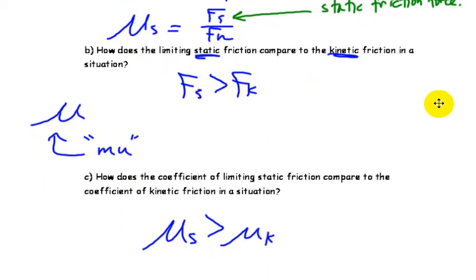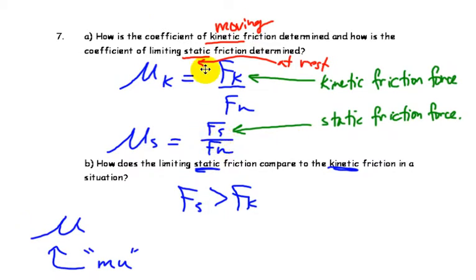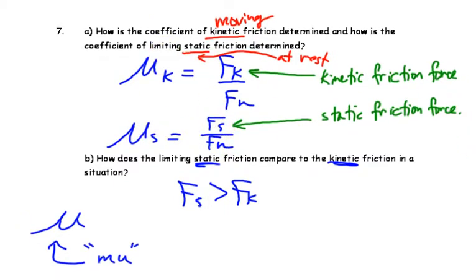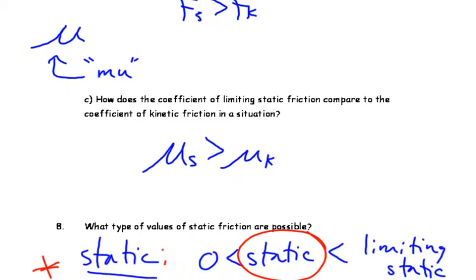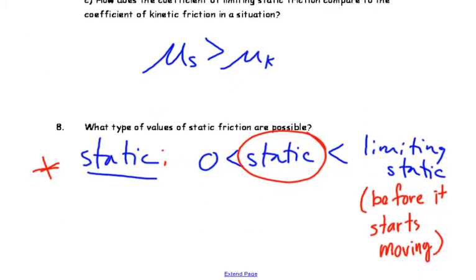So if Fs is bigger than Fk, then mu s must be bigger than mu k. And what types of values are possible? Remember, the limiting static friction is the maximum force that you can apply before the object starts to move. The word static in general refers to that whole force, but when you're talking about the upper limit, that is the limiting static friction. So the value is somewhere between 0 and the limit that you could possibly reach.